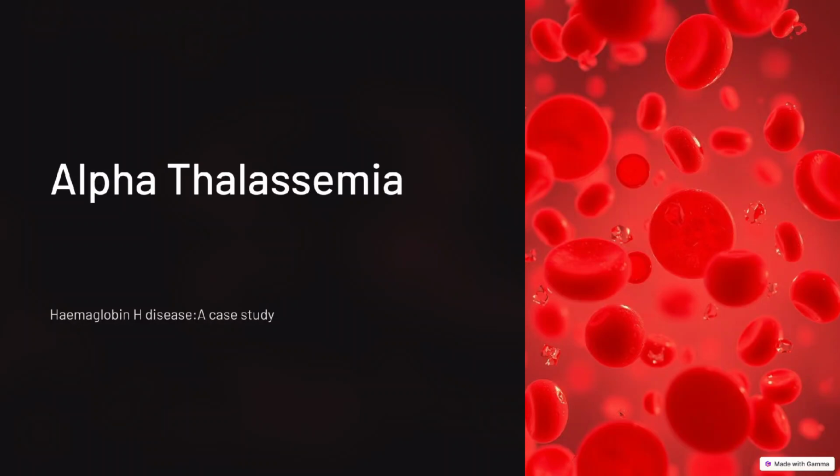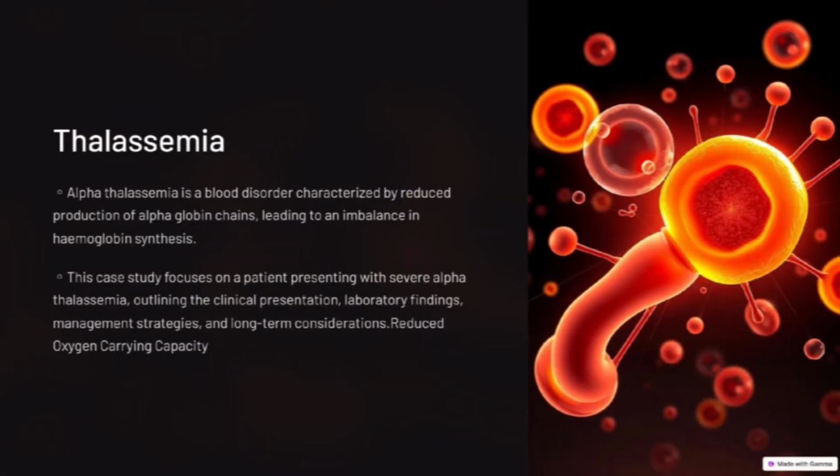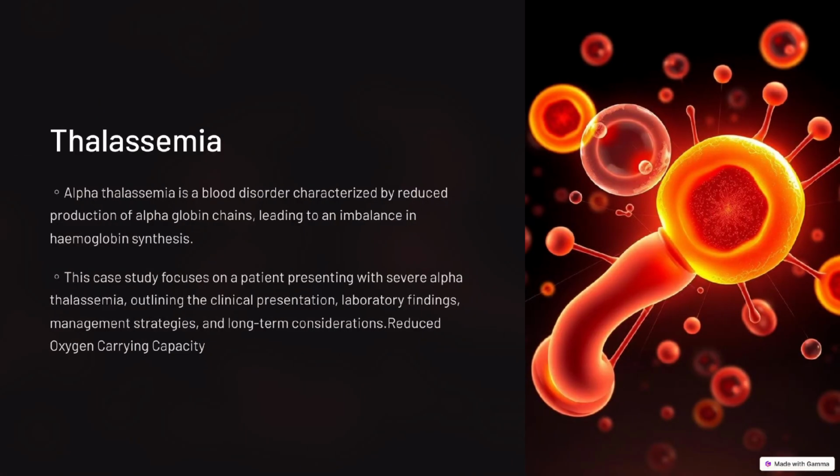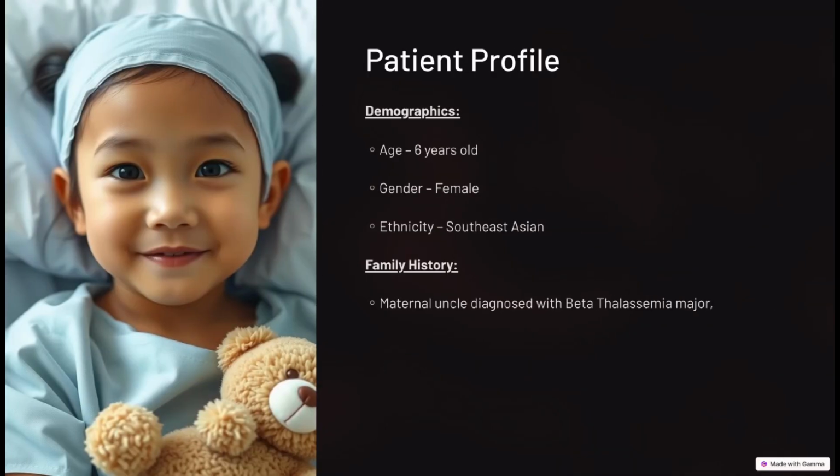This is Group 5, and we will be presenting alpha thalassemia. Alpha thalassemia is a blood disorder characterized by reduced production of alpha globin chains, leading to an imbalance in hemoglobin synthesis. This case study focuses on a patient presenting with severe alpha thalassemia, outlining the clinical presentation, laboratory findings, management strategies, and long-term considerations. The patient profile is as follows.